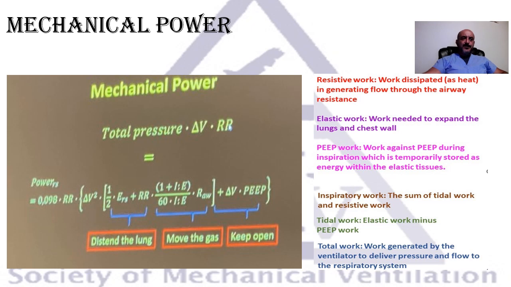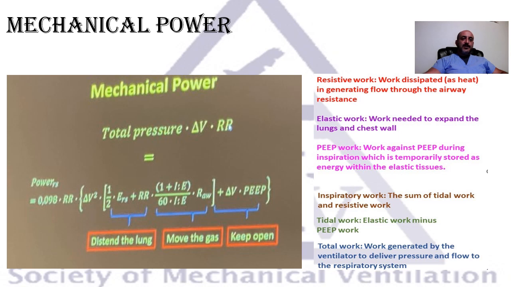As we said, mechanical power is basically pressure times volume and the respiratory rate. This was the initial equation that he described in 2016, which is a little bit complicated, but basically 0.098 is the conversion factor, times the respiratory rate, times the change of volume squared, times half the elastance of the respiratory system, that is ERS, plus the respiratory rate. That part describes the work or the pressure to distend the lung. So that's the elastic part.